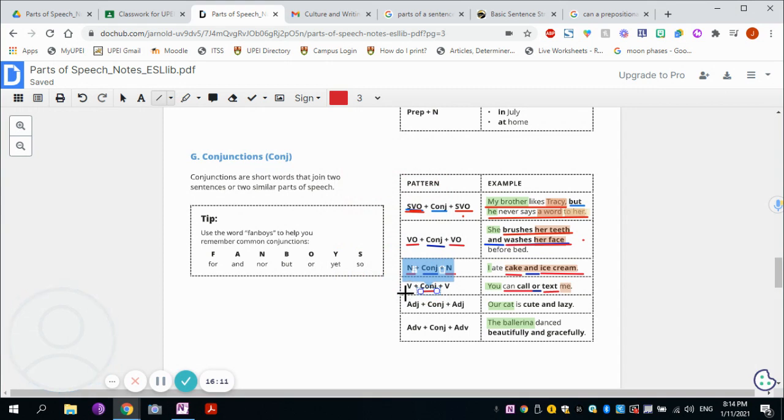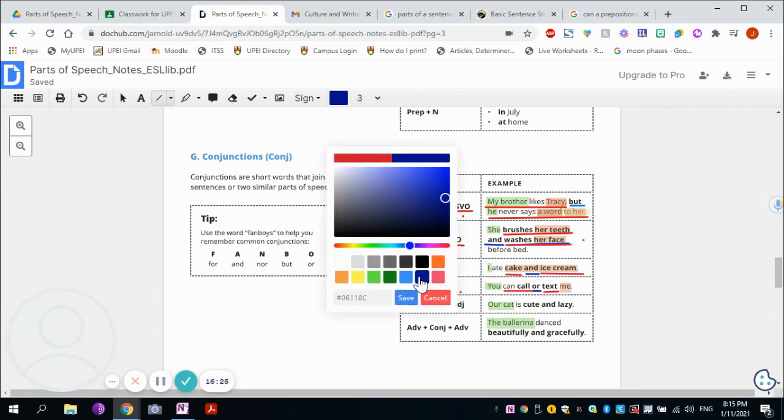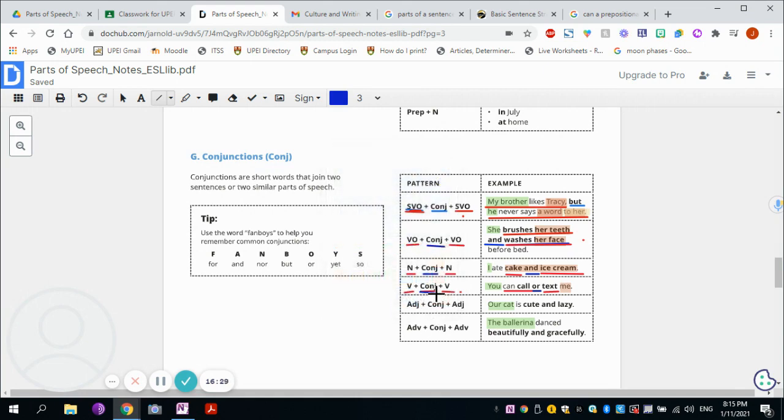Like that. I'm not very good at this. All right, let's make that conjunction blue the way it should be. Let's see what I can do. Like this.